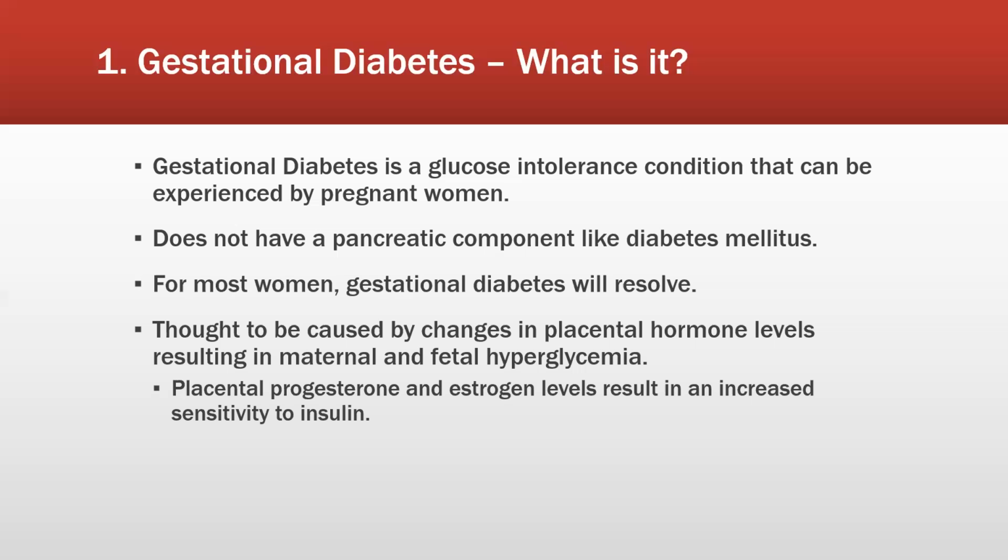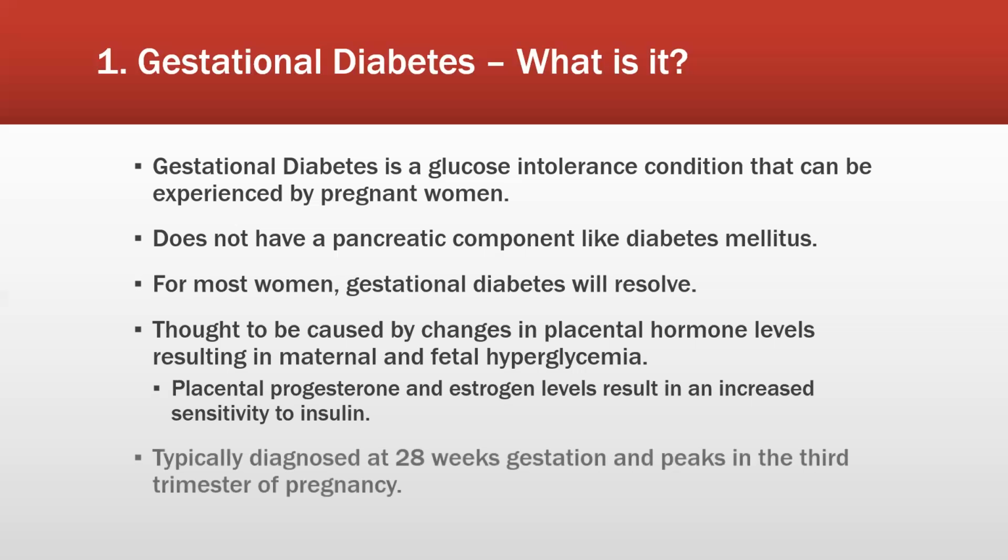It's essentially the placental secretion of progesterone and estrogen levels that ultimately result in a maternal insensitivity to insulin, resulting in those high blood glucose levels. Typically, this gets diagnosed right around 28 weeks of gestation and will peak as the mom goes into the third trimester of pregnancy.